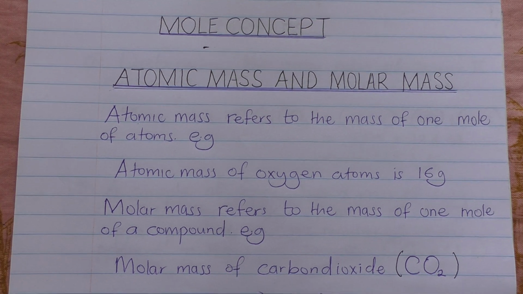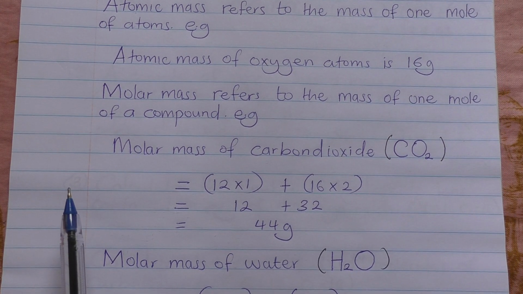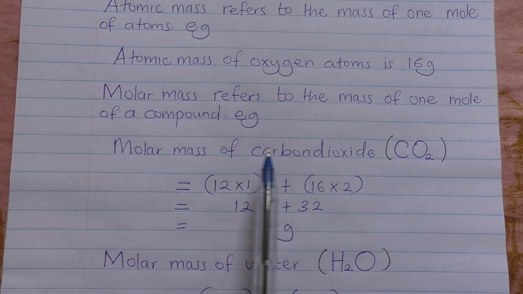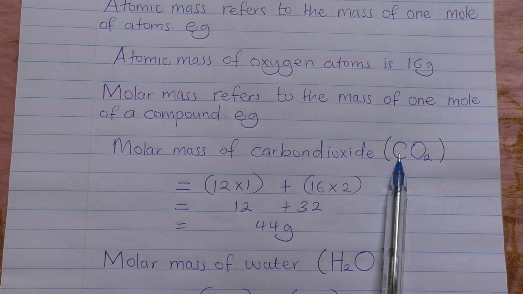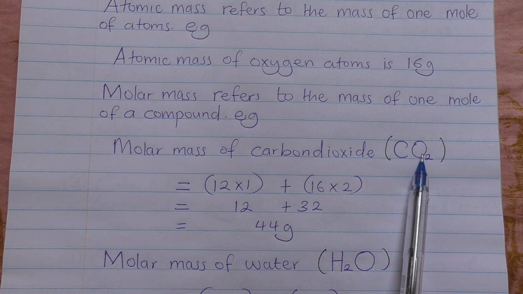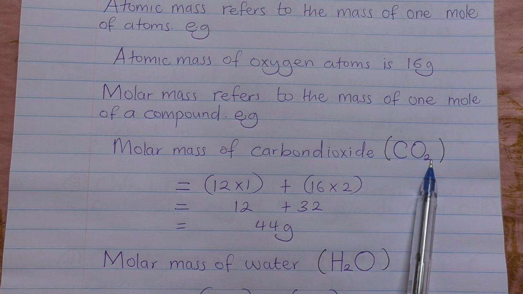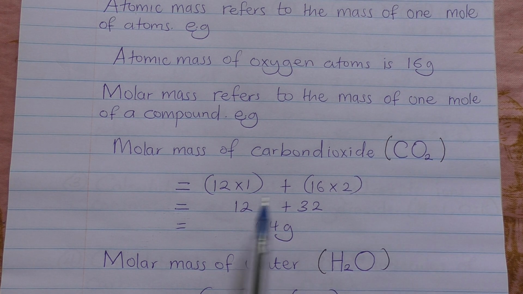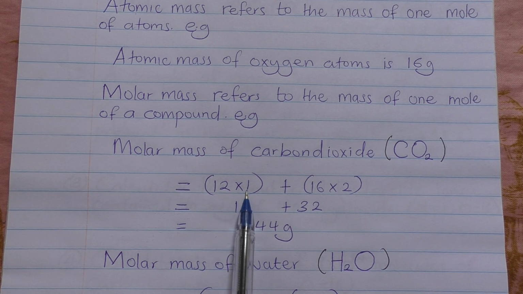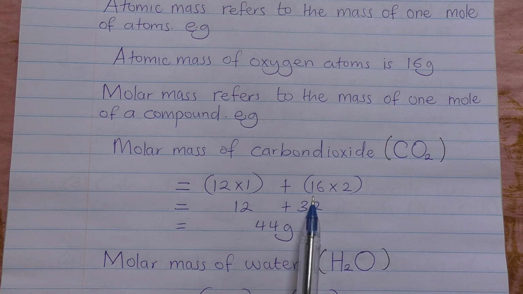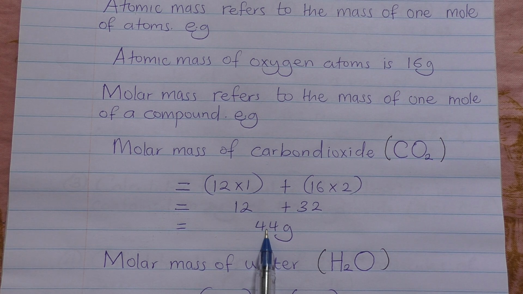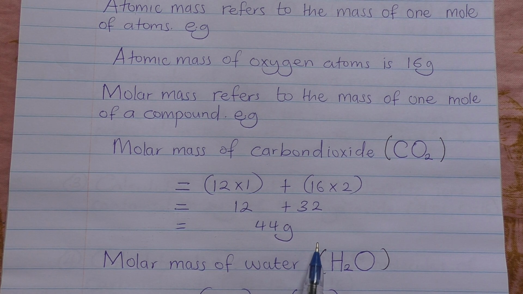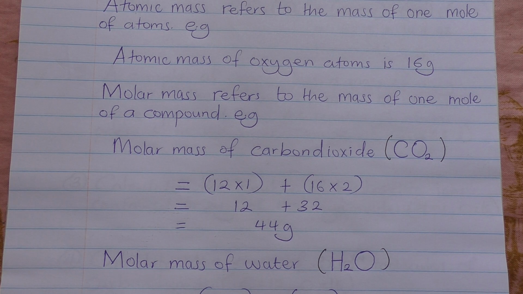Let's say the molar mass of carbon dioxide. Carbon dioxide is a compound of carbon and oxygen. So for the molar mass of carbon dioxide, we shall get the atomic mass of carbon plus the atomic mass of oxygen, but there are 2 atoms of oxygen. So that gives us 12 times 1, that is for carbon, plus 16 times 2, that's for oxygen. Then we get a total molar mass of 44 grams. That is how we get atomic mass and the molar mass.